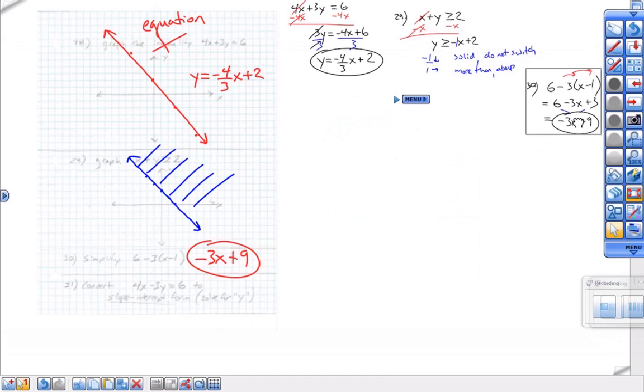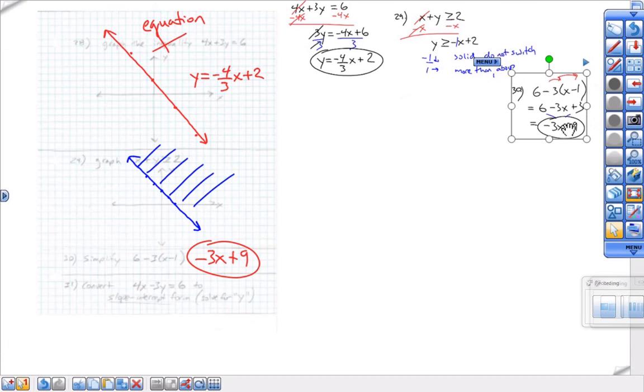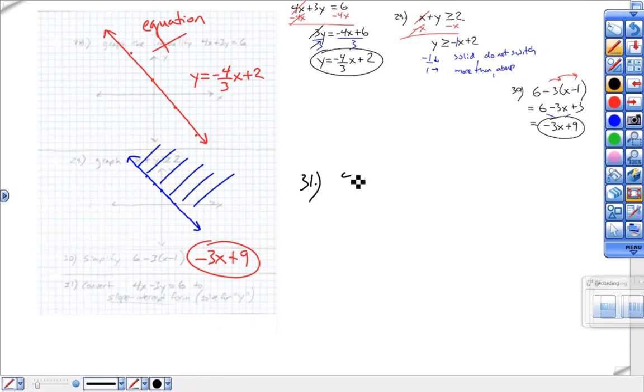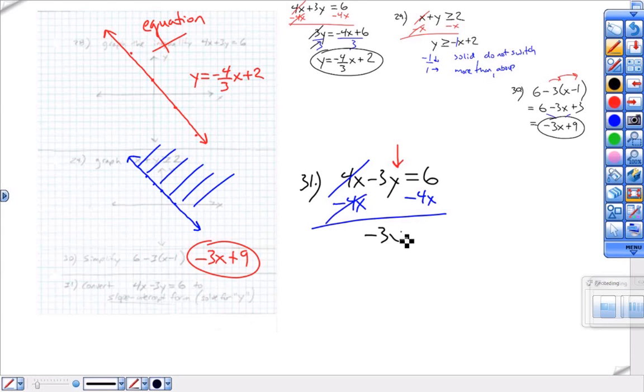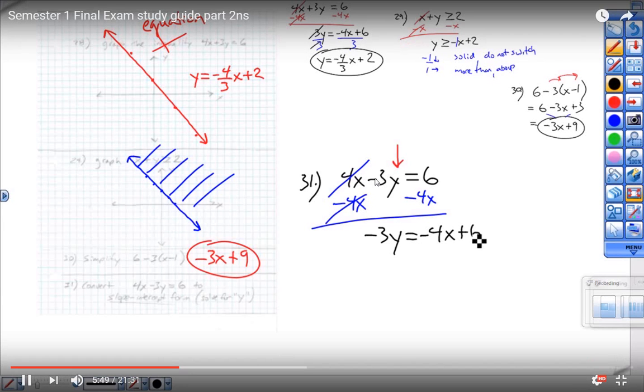Alright, number 31, I'm going to convert that to slope-intercept form, which is taking that equation and solving it for y. So the first step, again, to solve that for y, look to see if there's any terms around it to add or subtract, which is that 4x. So I'm going to subtract that away. Make sure you bring down the negative with the 3y. A lot of people just bring down 3y. Bring down the negative with the 3y.